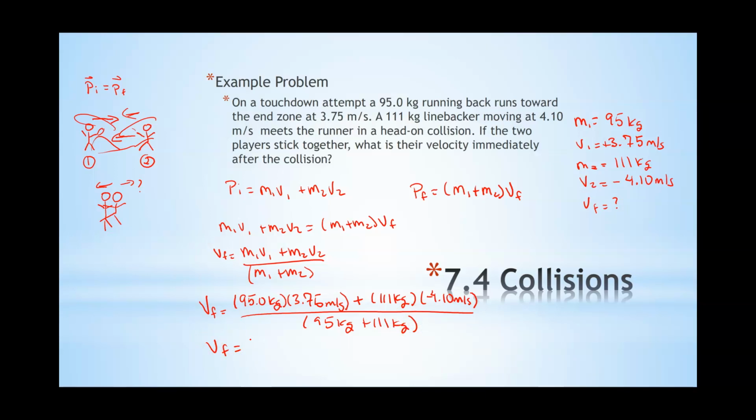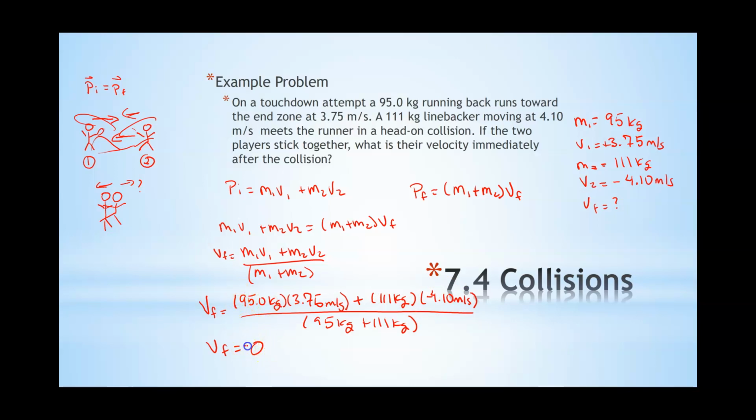All right, so I have 95 times 3.75 plus 111 times negative 4.10, and all of that is divided by 95 plus 111. And we do get a negative answer here because this linebacker did have a larger momentum.